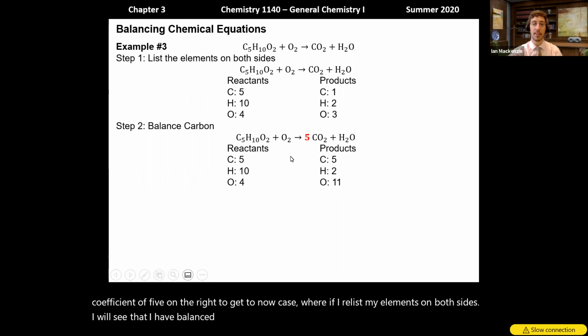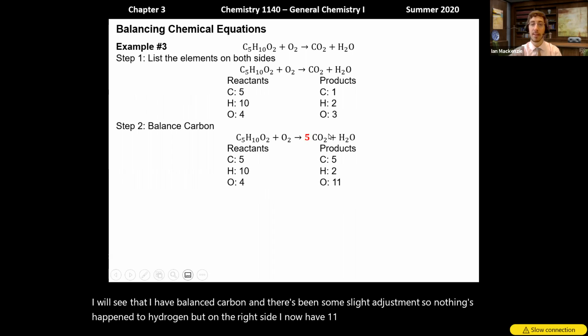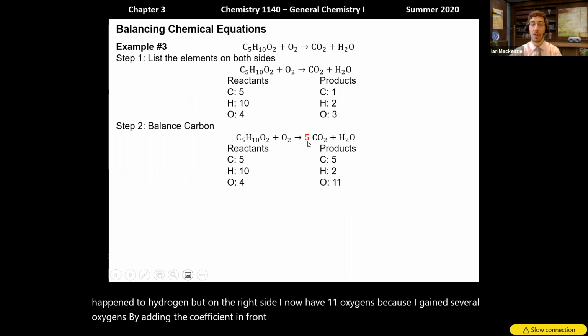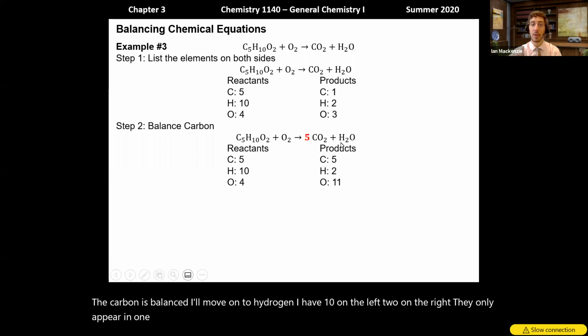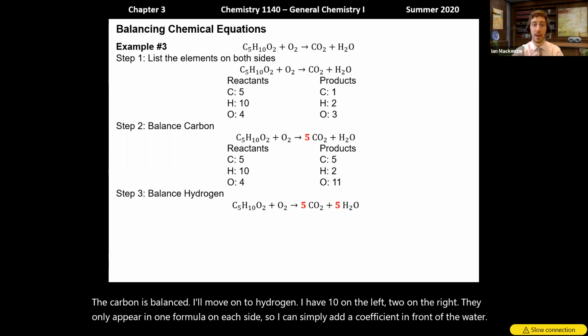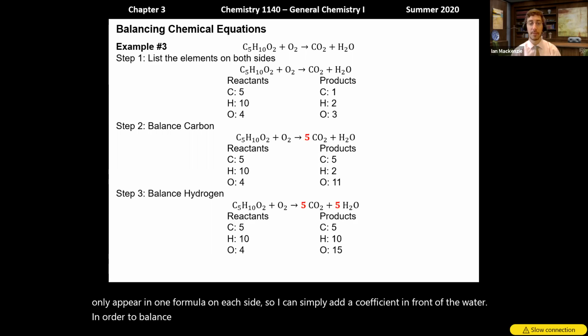And there's been some slight adjustment, so nothing's happened to hydrogen, but on the right side I now have 11 oxygens because I gained several oxygens by adding the coefficient in front of CO2. Now the carbon is balanced, I'll move on to hydrogen. I have 10 on the left, 2 on the right. They only appear in 1 formula on each side, so I can simply add a coefficient in front of the water in order to balance hydrogen. And now I'm left with a case where I have 5 carbons on both sides, 10 hydrogens on both sides, so those 2 elements are balanced.